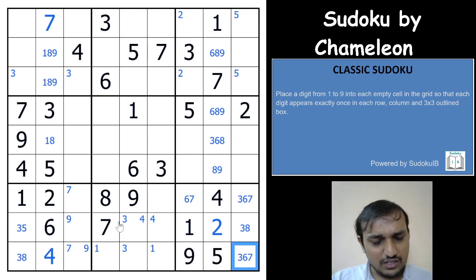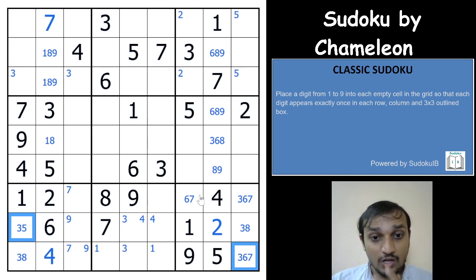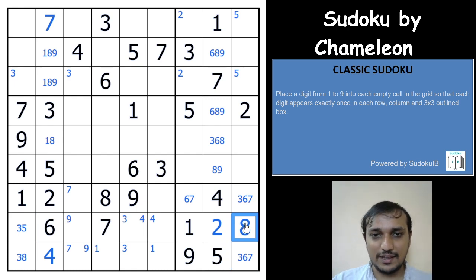So that way W wing is really a powerful technique here, and I was really amazed by seeing this logic here. Thanks a lot, Chameleon, for such a wonderful Sudoku. At the start itself, I am really enjoying it. So the moment I eliminated 8 and 8 from here, let's see what do we get. Oh, I have a 3 6 7 pair here. That is awesome. I get an 8 here.